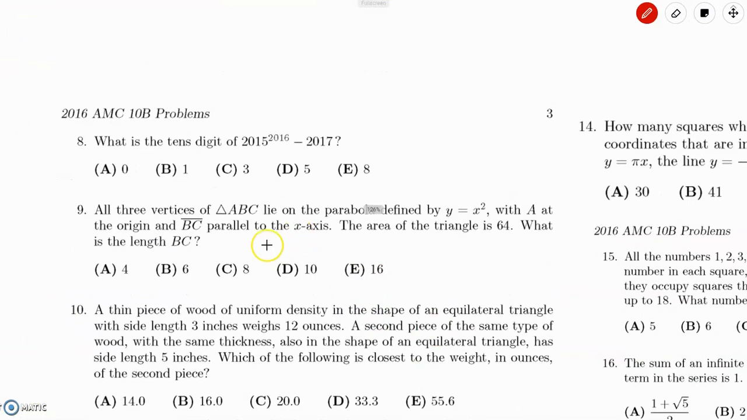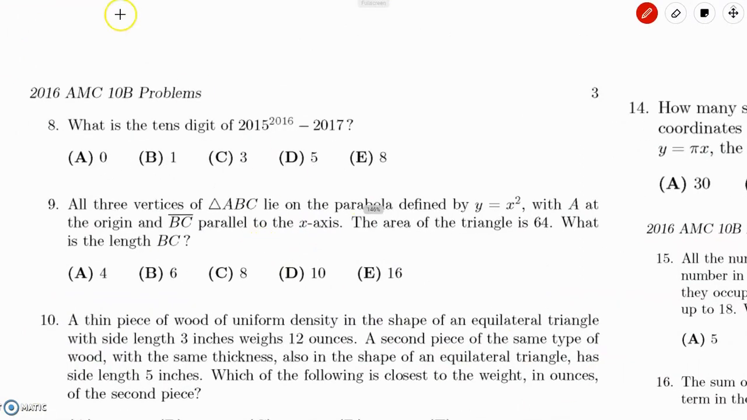Number 8, what is the tens digit of 2015 to the 2016 minus 2017? So essentially we want this expression mod 100. And so for this first term, the second term is easy to compute mod 100. But the first term is essentially 15 to the 16 mod 100, since the 2015 is the same thing as 15 mod 100. So I know the powers of 15 cycle mod 100. They go 15, then they go 25, 75, 25, 75, and so on.